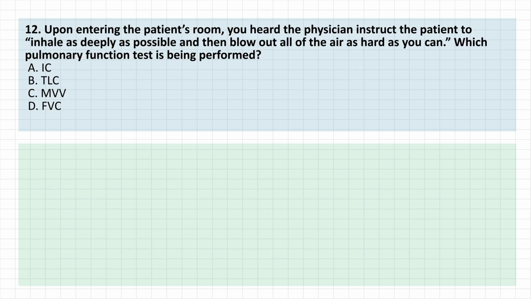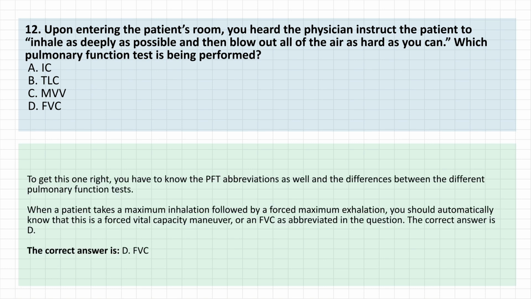12. Upon entering the patient's room, you heard the physician instruct the patient to inhale as deeply as possible and then blow out all of the air as hard as you can. Which pulmonary function test is being performed? A. IC. B. TLC. C. MVV. D. FVC. The correct answer is D.